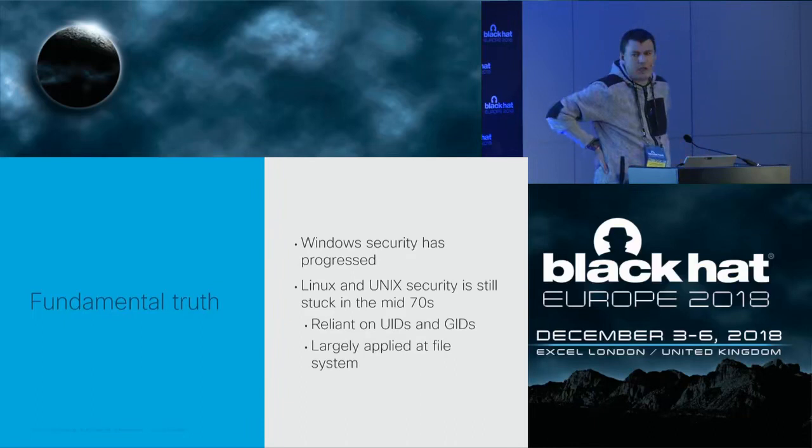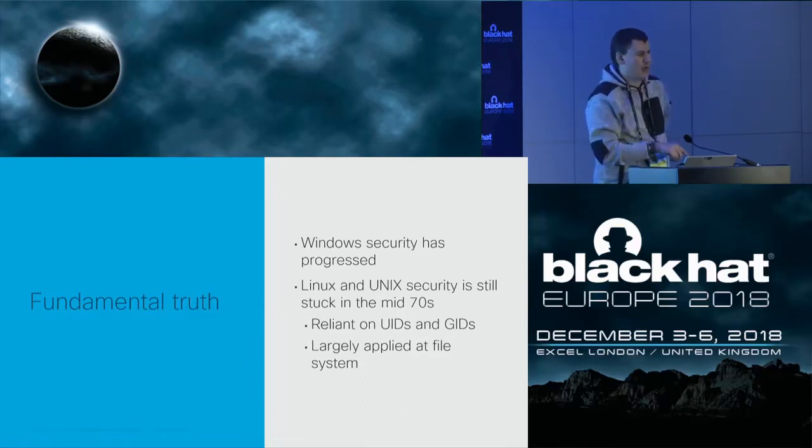Unix is still stuck in the 70s. You know, we're still reliant upon UIDs and GIDs, and that's pretty much the extent of most security boundaries on a Unix box. I know there are some exceptions, but most of the time you find that customers will switch them off because it breaks the applications they need to use.